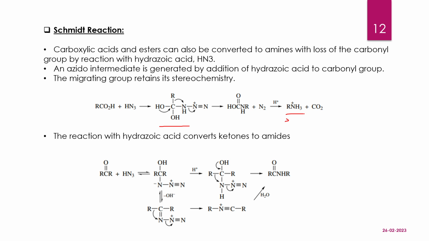The reaction with hydrazoic acid converts ketone to amide, and in the case of acid, it converts acid to amine. But if we use the same hydrazoic acid on ketone, it will form amide. So what is happening? First, this N3 minus will attack here and form this type of alcohol, and there is a chance of rearrangement. See, this N minus will go here and OH gets removed from the system.